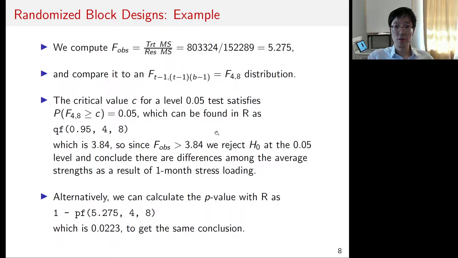when the F statistic is greater than 3.84. And in this case, it is. And so we conclude that there are, in fact, differences among the average strengths after applying these different one-month pre-stress loading levels. Okay, so corresponding to the critical value, of course, we can also calculate the p-value. That is done using pf, and so 1 minus the right tail, and we get a p-value of 0.0223, which is as expected because we reject at the 0.05 level, so that implies the p-value would be less than 0.05, and we get the same conclusion.